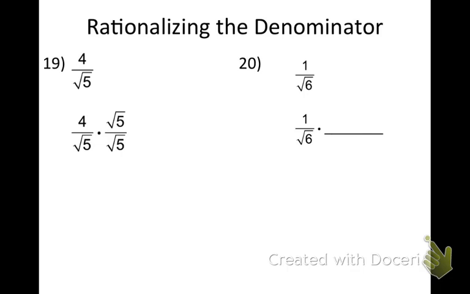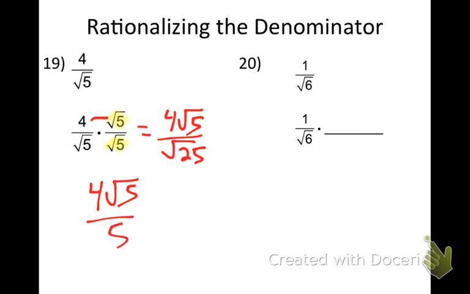Let's try number 19. 4 over the square root of 5. Okay, 4 over the square root of 5. So I'm going to multiply both numerator and denominator by the square root of 5. Good. Now, why do I do that? What's 4 times the square root of 5 get me? That's just the 4 square root of 5. Square root of 5 times square root of 5 gets me the square root of? What's square root of 25? So it's just 4 square root of 5 over 5.